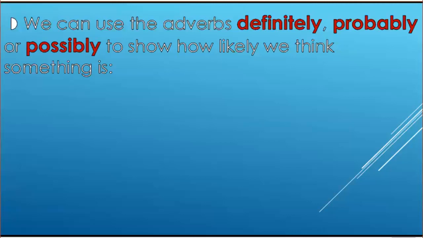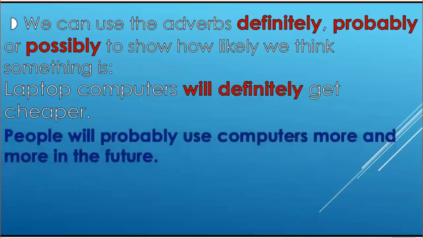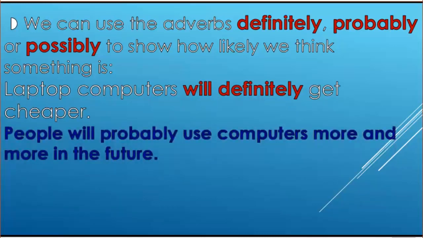Dear my pupils, when can we use these adverbs in the sentence? We can use adverbs like definitely, probably, or possibly to show how likely we think something is. Let's see some examples. Laptop computers will definitely get cheaper. Then we use definitely, I'm sure of that. People will probably use computers more and more in the future, I'm not sure of that.